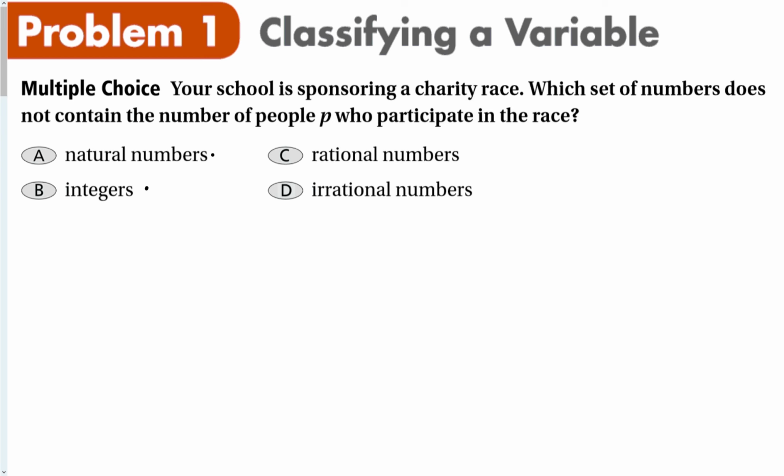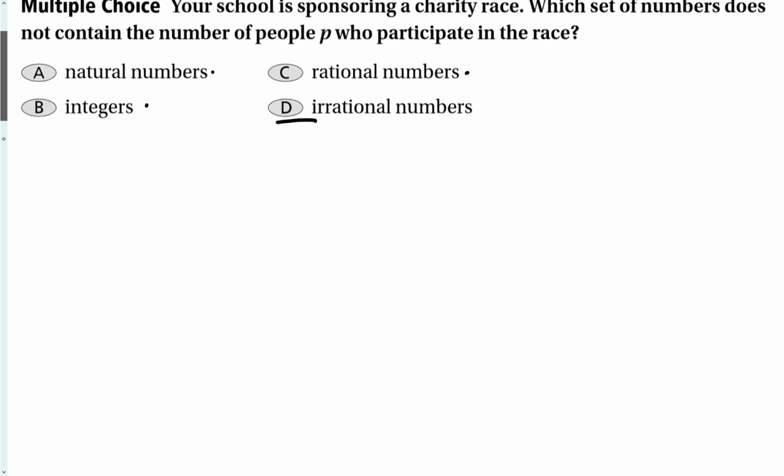Because integers include numbers without fractions and decimals that are positive. Rationals include numbers without fractions or decimals that are positive, right? Because you can't have half a person running in the race. But the only one that does not contain the number of people is irrational. You cannot have an irrational number of people run in a race.